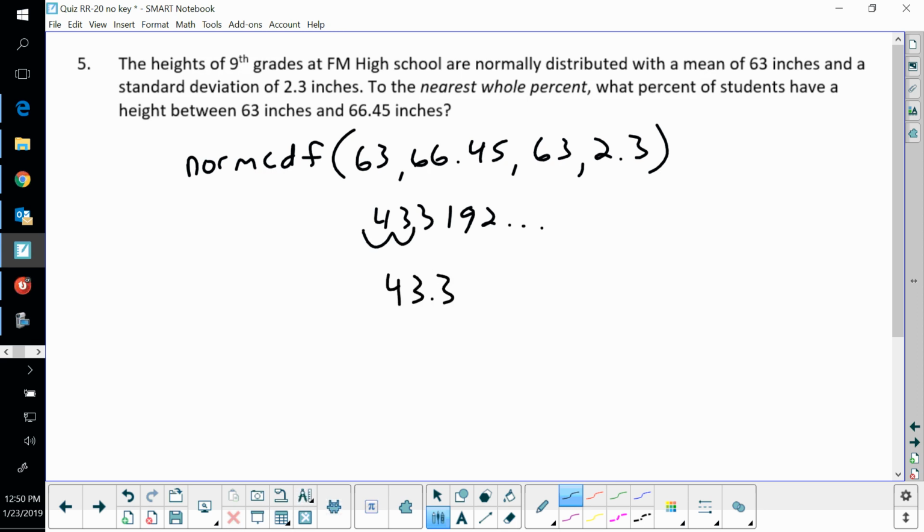So that's 43.3192 and some other stuff percent. We want to the nearest percent, so we look at the first decimal. We have a 3. That keeps it the same, so we have 43%.